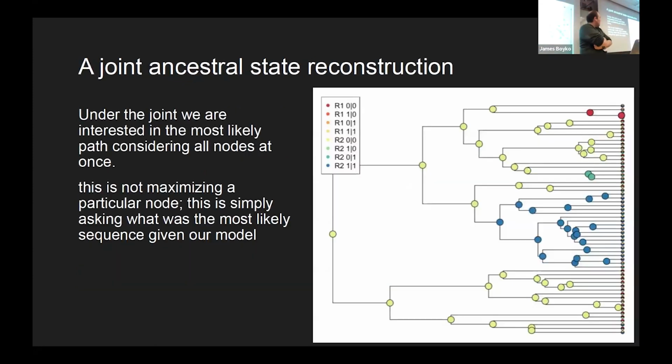Okay, so then the joint is different. This is now with a hidden Markov model. Under the joint, we are interested in considering the most likely set of states for a given observation. So here we have our model, and you can see that these pie graphs are now completely filled in, and that's because this is the most likely sequence that led to our observation.